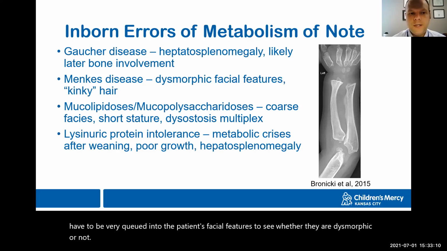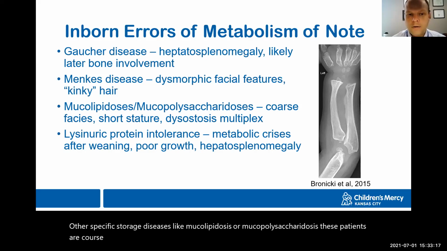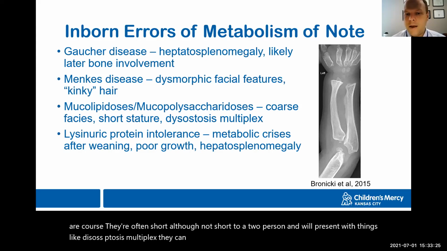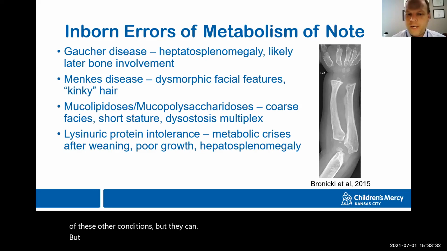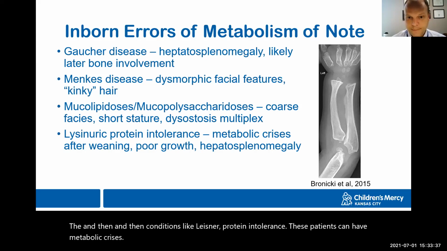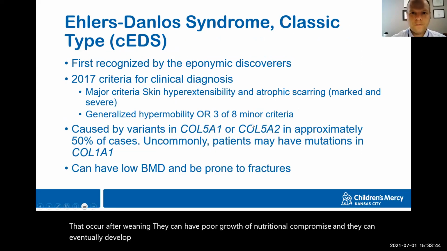Other storage diseases like mucolipidoses or mucopolysaccharidoses, these patients are coarse. They're often short, although not short to a person, and will present with things like dysostosis multiplex. They can fracture. It's not necessarily as common as some of these other conditions, but they can. And then conditions like lysinuric protein intolerance. These patients can have metabolic crises that occur after weaning. They can have poor growth, nutritional compromise, and they can eventually develop a tendency for fractures.